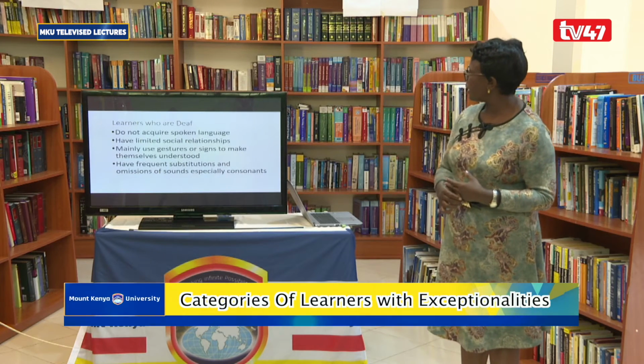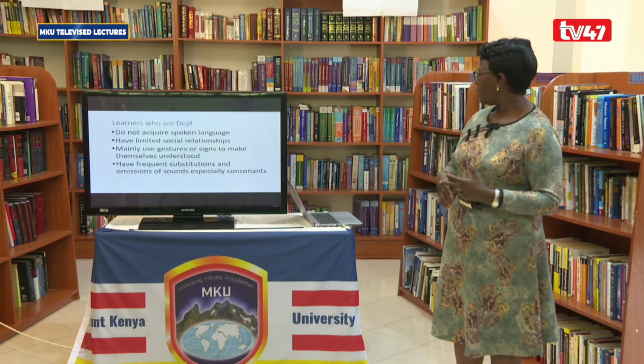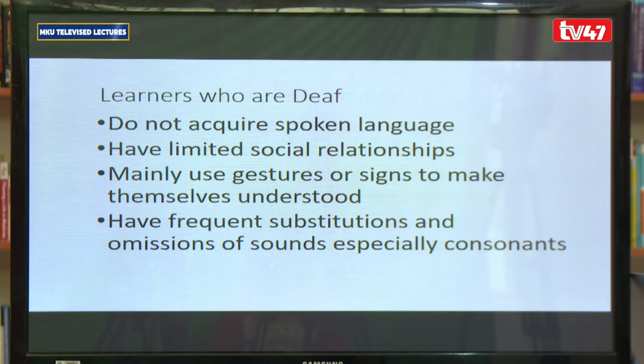And then what are the characteristics of learners who are deaf? These ones do not acquire spoken language when they are deaf. Remember I said when they are deaf, they don't hear at all. So they will not be able to speak, not because there's a problem with their vocal cords, but because they are not able to pick any language from other people around them and therefore be able to speak. They have limited social relationships, and we can understand why. Because they will not participate in the discussion, they are not able to socialize. They tend to stay by themselves because they can't hear and they cannot participate.